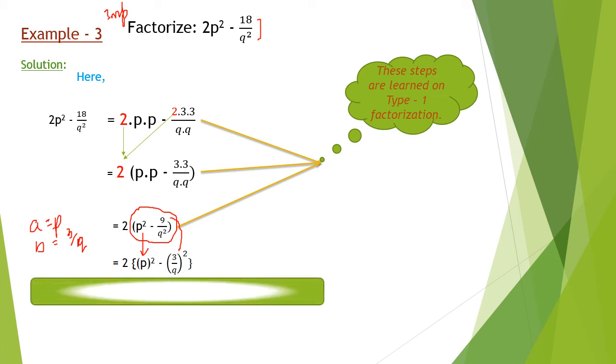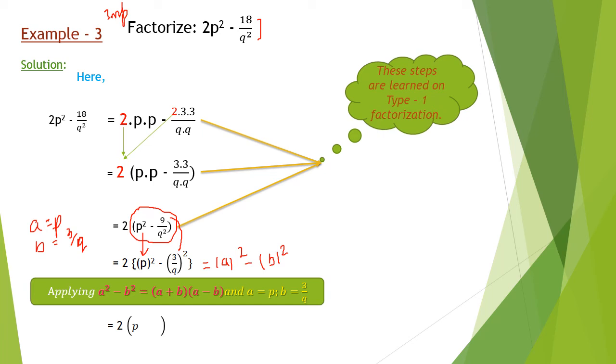Now we have to apply the formula. Applying a square minus b square, it's in the form of a square minus b square right here. So now what's remaining is to apply the formula (a plus b)(a minus b). You can see here, after the equal sign, 2 brackets: a is p, b is 3 by q. That's it. That's our answer. The question looks difficult, but if we stick to our roots, our basics, what we have learned, then we can easily do any question.